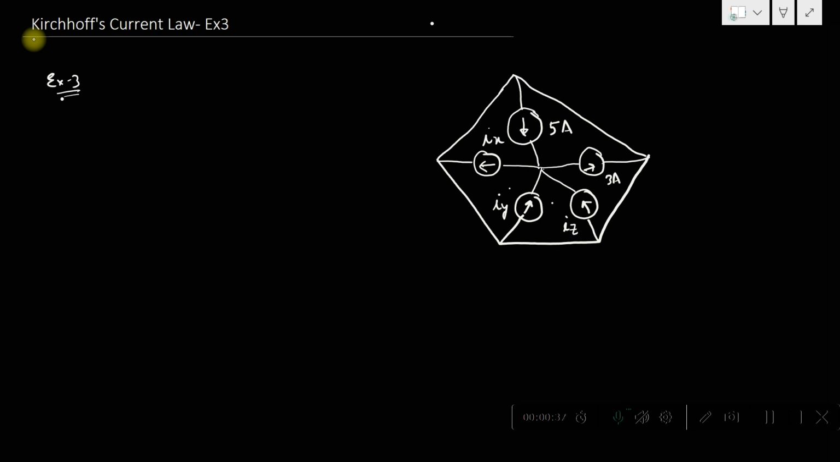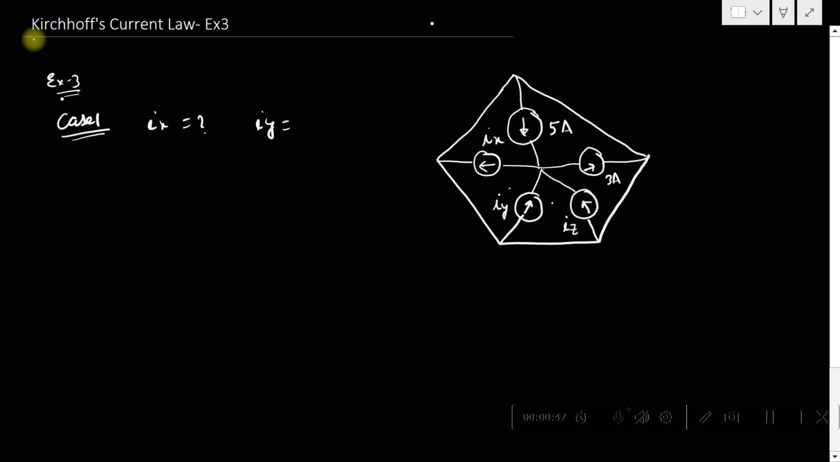Now what we need to find out is case 1. We'll try to do 3 cases in this. In case 1 we need to find out Ix, where Iy is given as 2 amperes and Iz is given as 0 amperes.